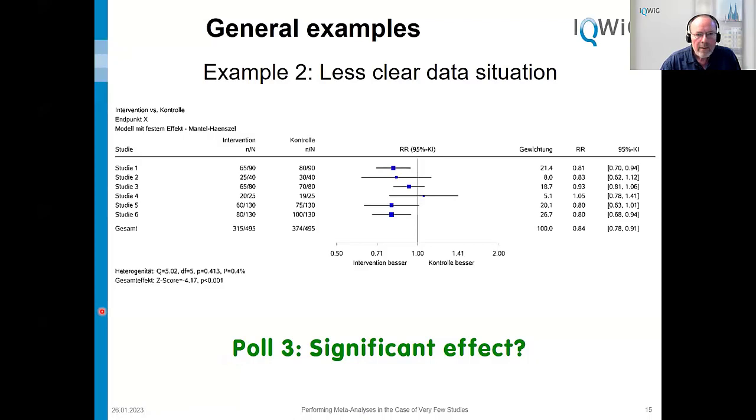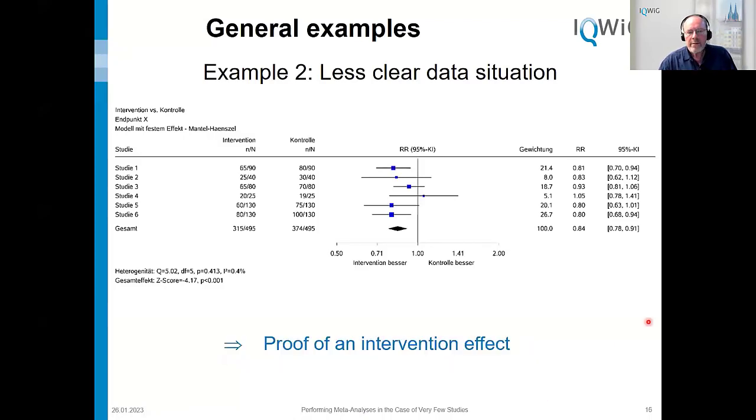The answer here is yes. You can conclude there is an intervention effect, and it's very clear. We now have 3 studies which are not significant, but the most evidence lies here, and this yielded this pooled effect estimation. And here it's very clear that we have an intervention effect.